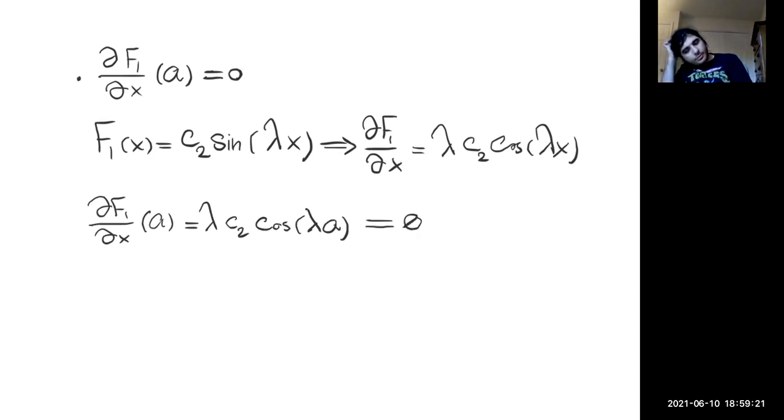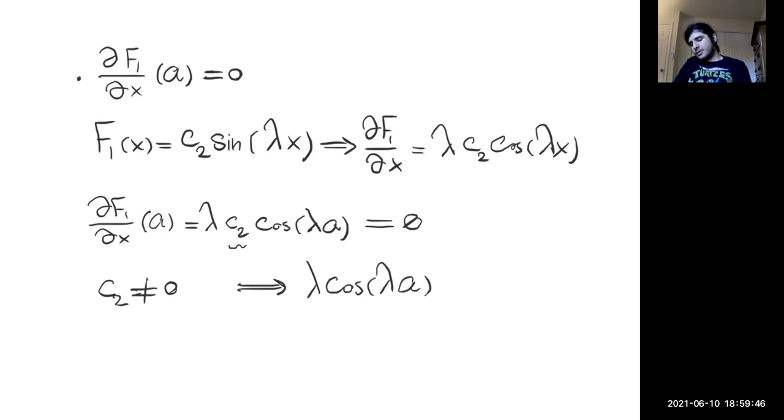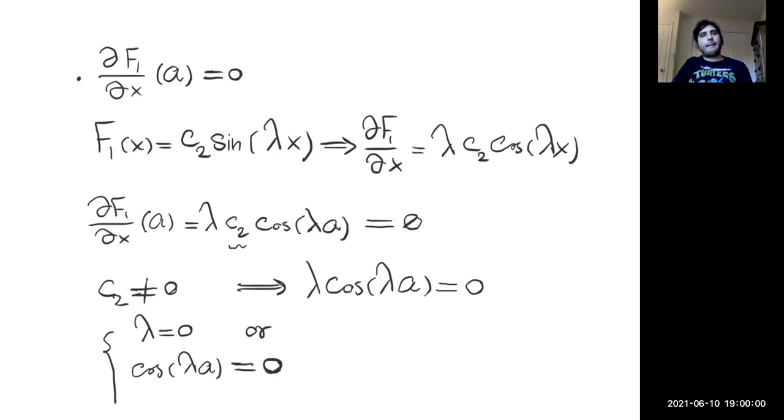There are a few different cases here. Either C2 is 0, but that's not interesting. If C2 is 0, C1 was also 0, so f1 would be 0. If f1 is 0, w is 0, and we don't want that. So let's assume C2 is non-zero. If C2 is non-zero, we can divide everything by C2. We get lambda cosine lambda a equals 0, right? Now there are two cases: either lambda is equal to 0 or cosine of lambda a is equal to 0.